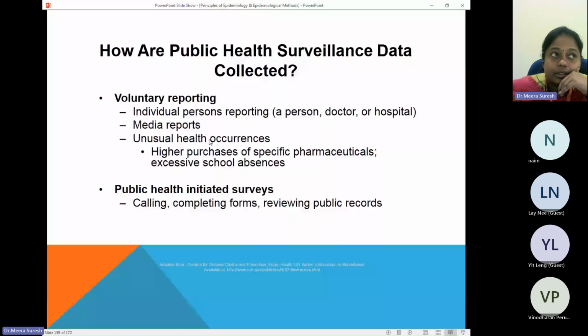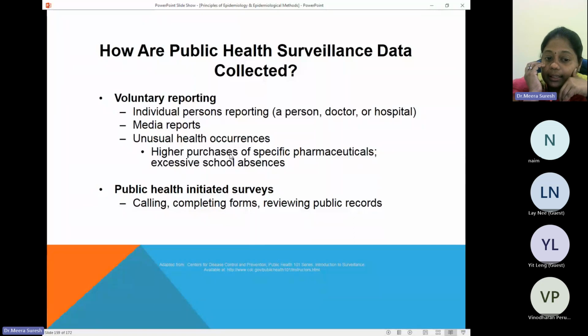Like one of the clinics has a case of mumps, and mumps has to be reported. So they report to the public health department or the concerned official: I have got such a patient. That is voluntary reporting, or it can even be a media report. A person or the media sees that a particular disease with some common symptoms is seen in a particular area, so they give it as a report, saying such a condition was seen. For people reporting any unusual health occurrence, it is done voluntarily. Whoever gives the data does it voluntarily.